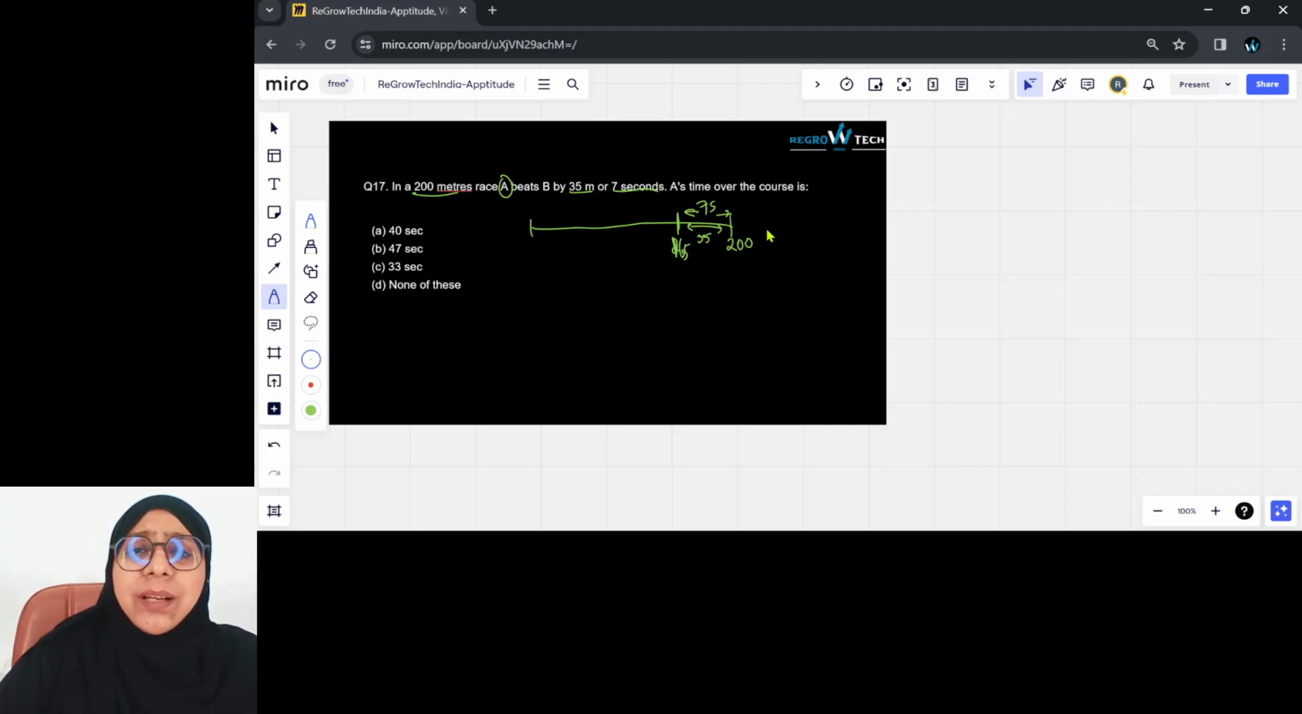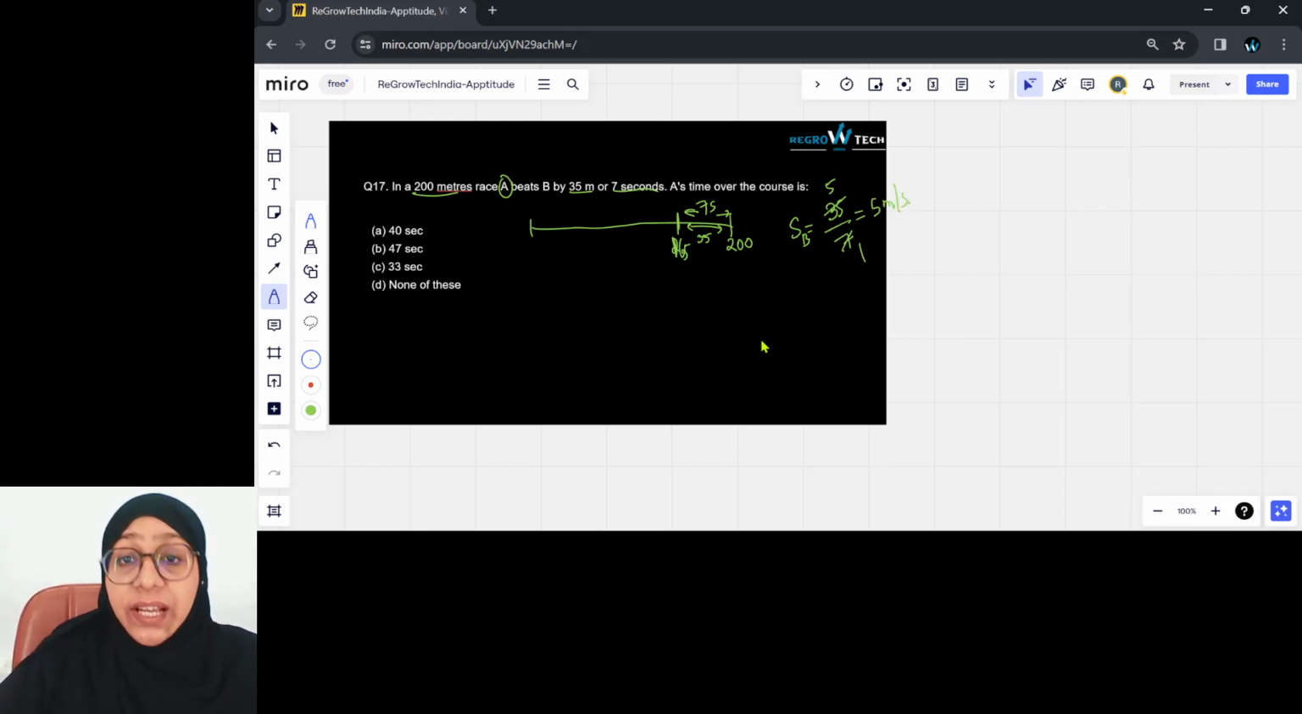Right? Now, if you think about it, what is speed? Speed is the distance covered by a person or car or vehicle in a unit time. So we are saying it took 7 seconds for B to cover 35 meters. So distance is 35 meters and time is 7 seconds. We can calculate the speed of B using this. Now 7 ones are 7, 7 fives are 35. So the speed of B is 5 meters per second.